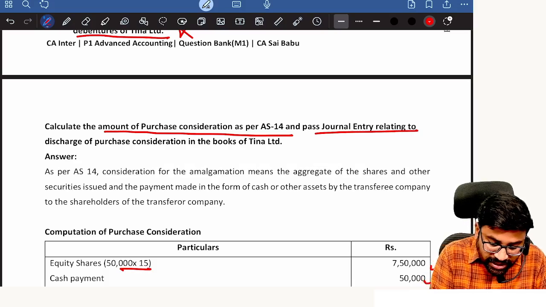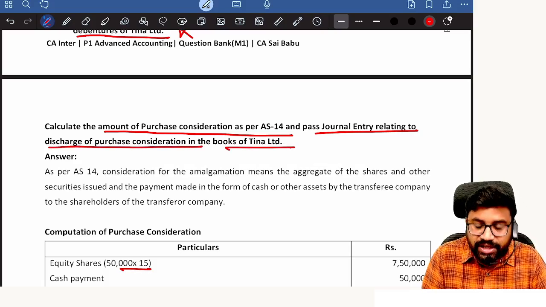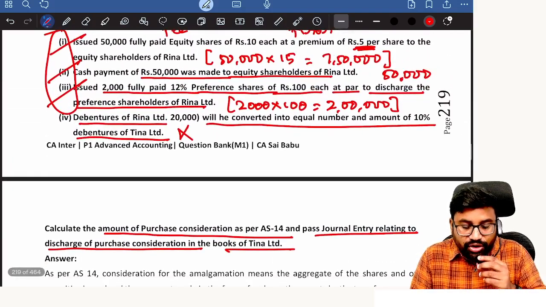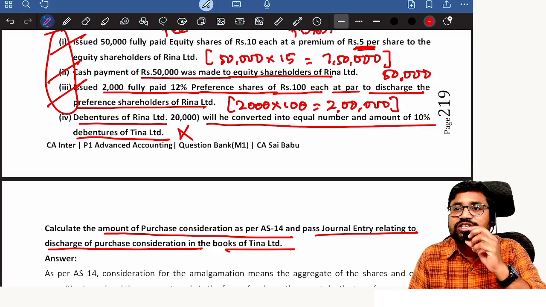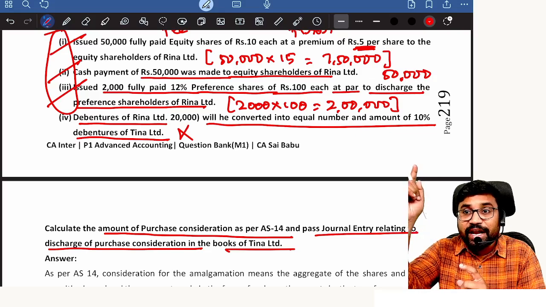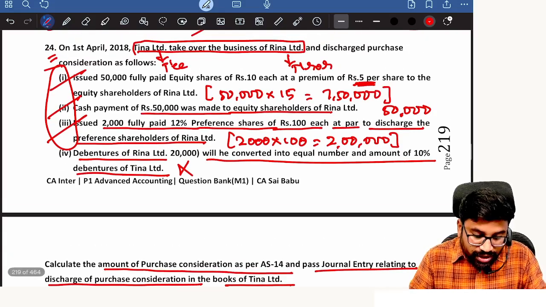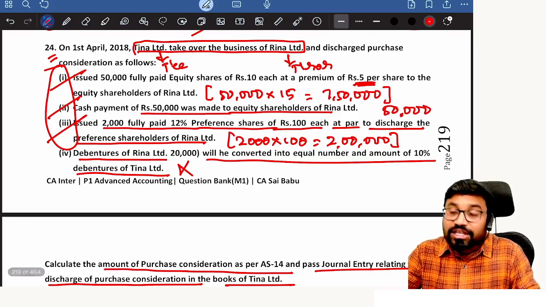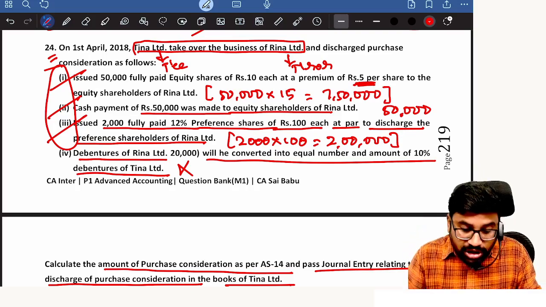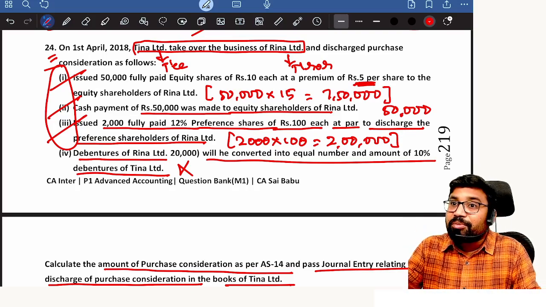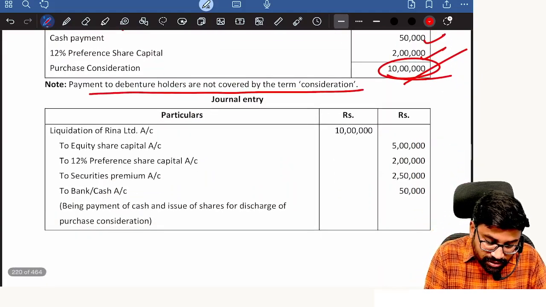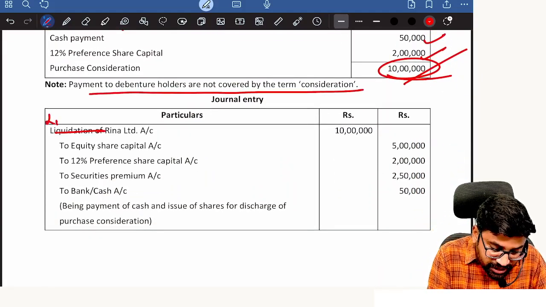Pass journal entry relating to discharge of PC in the books of Tina Limited. So Tina Limited is which company here? Transferee. So in the books of the transferee, what is the entry for discharge of PC? Tell me. Liquidator of Reena Limited account debit, to equity shares 50,000 into 10. 50,000 into 5 will go to securities premium, because here we are issuing equity shares at a premium of 5.